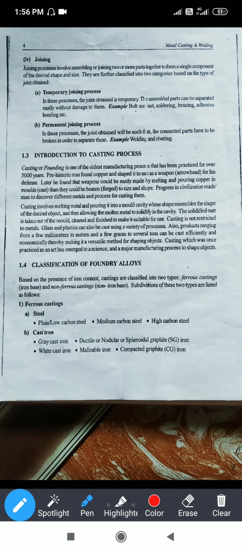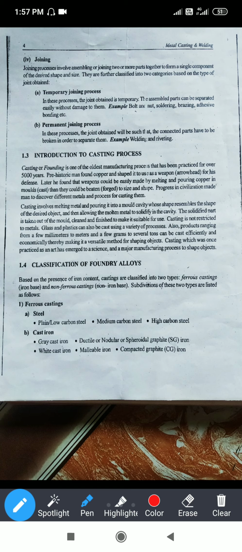Now next is an introduction to the casting process. What is the casting process that we're going to study? The classification of foundries and alloys is what you are going to study. So, the introduction to the casting process.